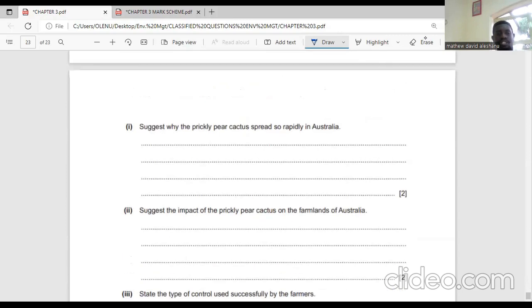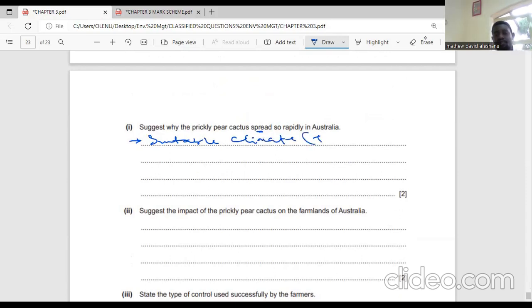Now, the first question is, suggest why the prickly pear cactus spread rapidly. The reason it spread rapidly in Australia is possibly because there is a suitable climate, so possibly the temperature is suitable for growth. And also possibly the nutrients in the soil make it grow rapidly.